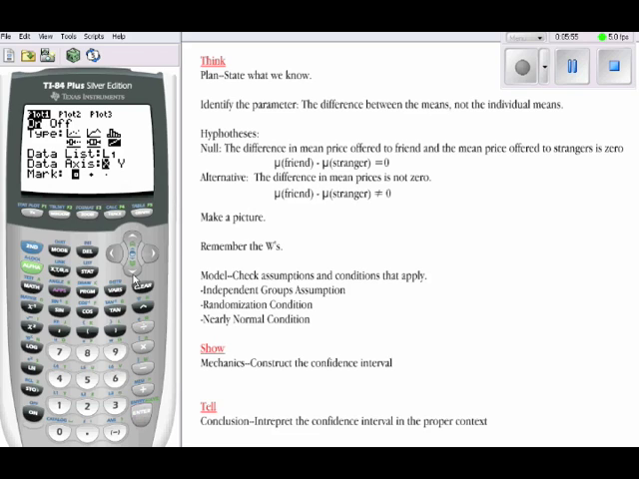This time I'll just go in and I'll change the data list from L1 to L2. And I'm going to keep with the normal probability plot. That seems to be a better visual. And this one looks much more linear, although you can see some sort of a curve to this.